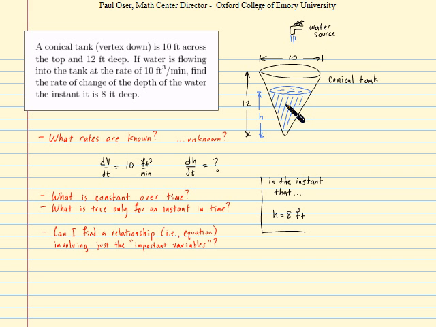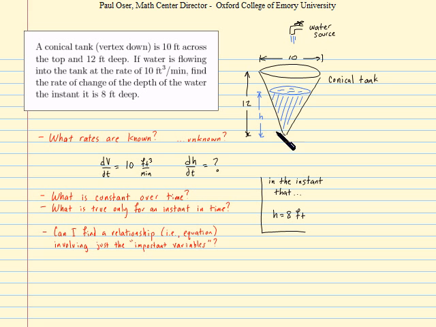But if I don't have some known rate information about those variables, or I'm not seeking the rate of change of those additional variables, I don't want them appearing in this relationship, in this equation. Okay? So I need an equation involving just V's and H's. The volume of water, the volume of this blue cone, not the overall cone, and the depth of the water, or the height of the cone.